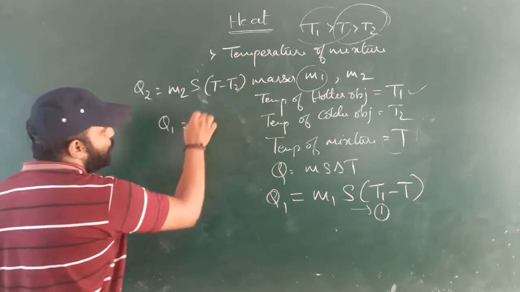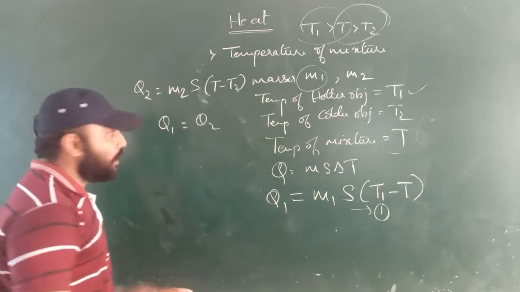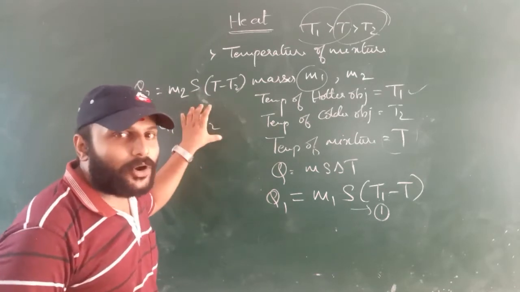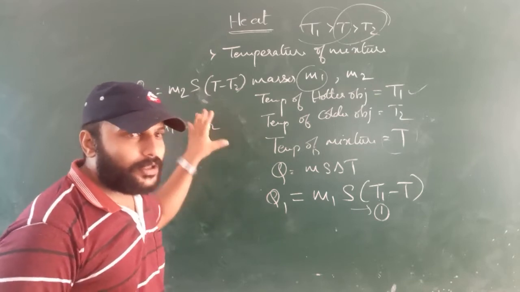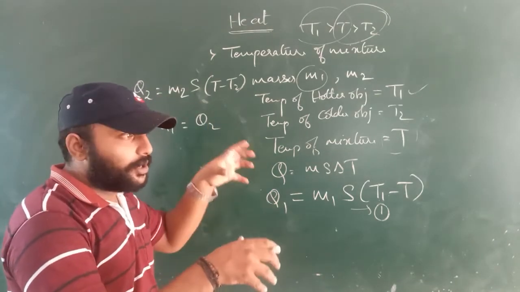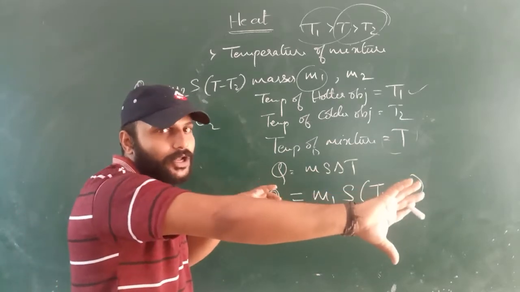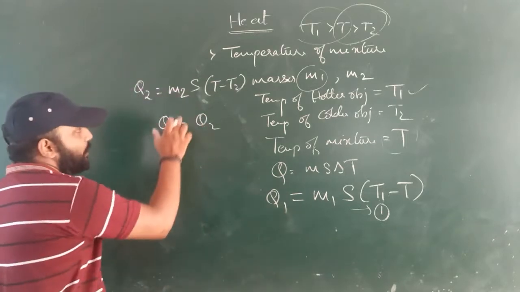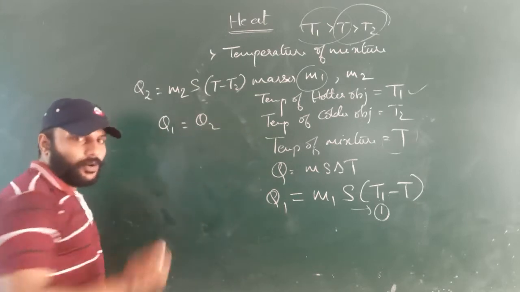Q1 is equal to Q2. What does it tell us? The amount of heat energy lost by the hot object is equal to the amount of heat energy gained by the cold object. Understood? Here we are mixing the water. The heat energy from the hotter object will travel into the colder object until both attain the same degree of hotness. Heat lost by the hot object is equal to heat gained by the colder object.